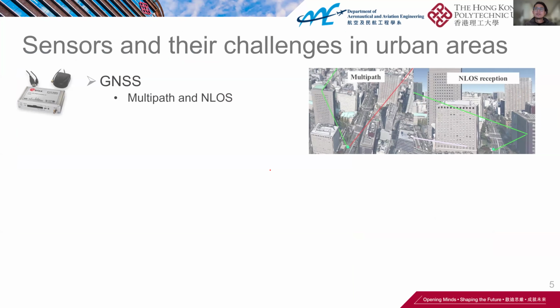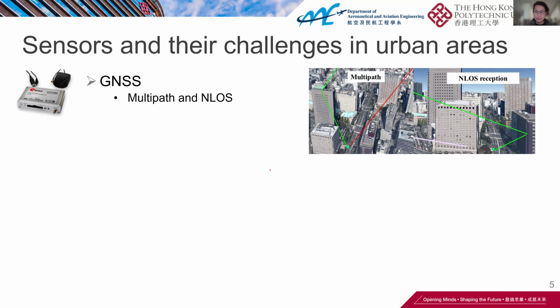So looking at the challenges for the sensors. For GNSS, we all know there are the regular challenges that we have in open sky, like correction messages, but in urban areas we need to tackle multipath and NLOS, two very different effects.